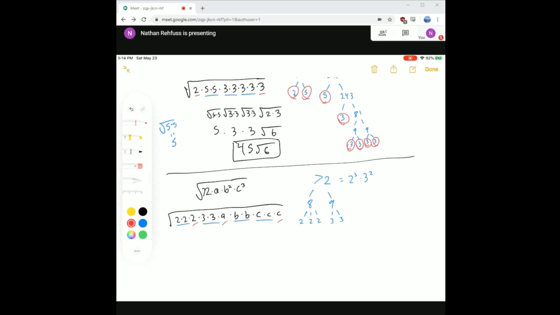So, root 2 times 2 is just a 2. There's going to be a 2 outside. There's going to be a 3 outside. Root b times b is a b outside. Root c times c is a c outside. What's left inside is 2, a, and c. We can simplify this just a tiny bit. I'll write my final answer as 6bc root 2ac. And there we go.